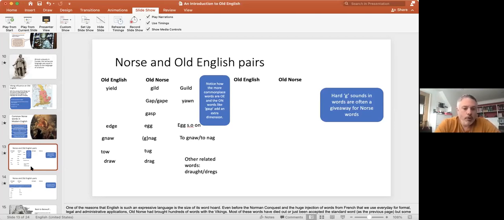And draw in Old English, which originally meant to pull, like when you draw a gun or something like that, as opposed to the Old English, which is drag. You can see again that hard G. And words which are related to that include draft, like in draft beer, or a draft animal, which is all to do with pulling, like a horse does, and dregs, which is the stuff which falls to the bottom of a barrel or water, whatever it is, the things that are pulled to the bottom. It's the lowly stuff, the stuff that you don't necessarily want.